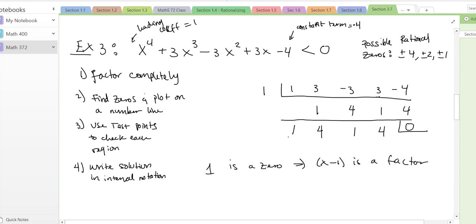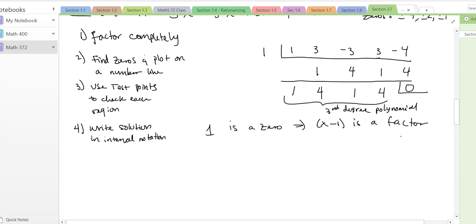And then what we're left with is the coefficients of the quotient. Because this was a fourth degree and we divided by a linear, these are all the coefficients starting with a third degree polynomial. So this is a third degree polynomial.